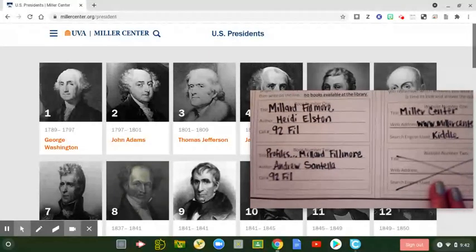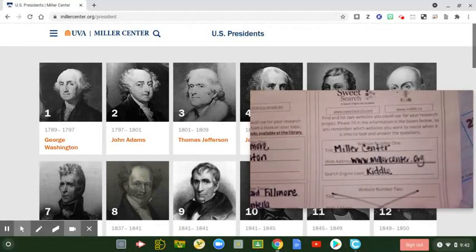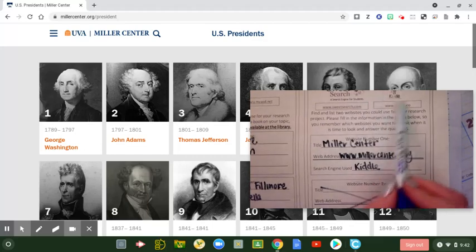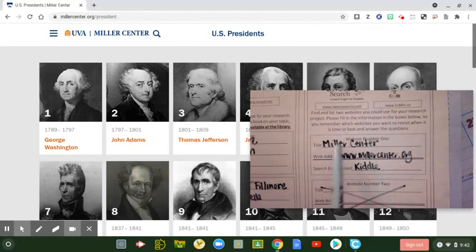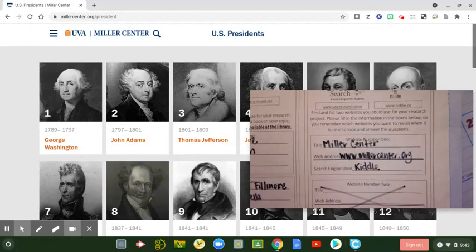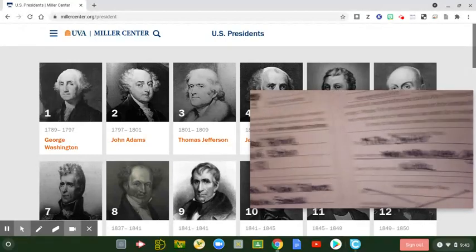And then I decided to do a search on one of the websites that I gave you. And I used Kittl, and I put in Millard Fillmore. And then I found a website that's the Miller Center website. And here's the web address. And it's actually the website I have up in the background, that I could use this website also to find information on Millard Fillmore. Okay, so that is what we did last week.